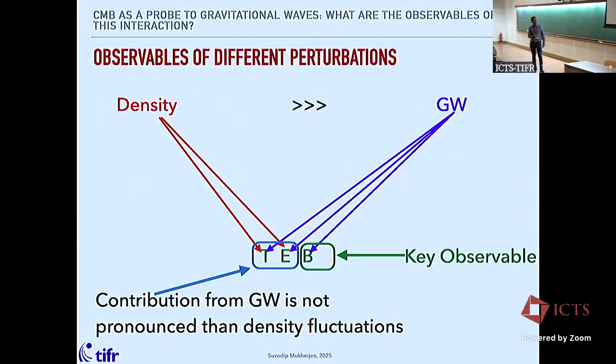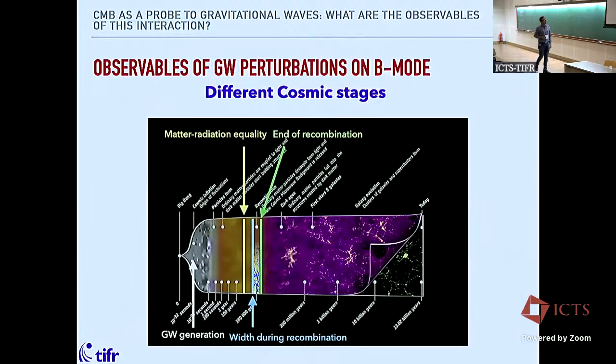So if I have to convince you in this short talk, I would like to tell you, let's go for the best. So, for detecting gravitational waves, let's only focus on B mode, which is never contaminated by scalar perturbations. Make sense? I assume.